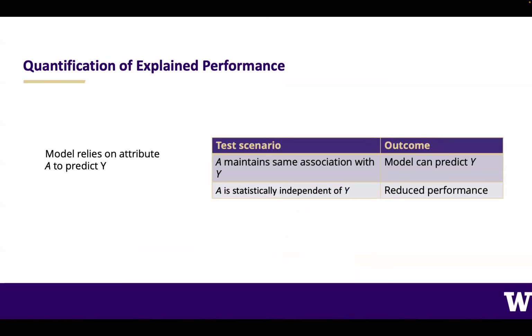So consider a scenario where a model relies on an attribute A to predict outcome Y. If you have a test scenario where A maintains the same association with Y, we can expect the model to perform equally well. However, if we make A statistically independent of Y, it will result in reduced performance.